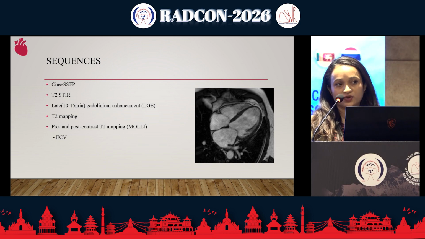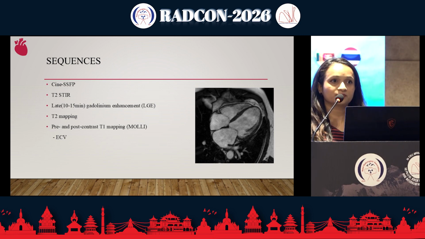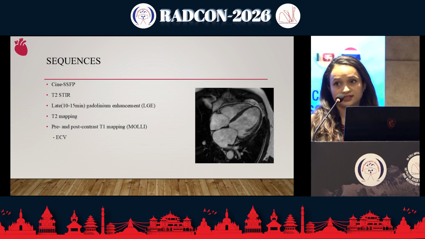The important sequences that we need to perform when we suspect a case of myocarditis begin with steady state free precession, which most of us prefer to call a golden sequence that helps in evaluation of function and wall motion abnormalities. Other important sequences are T2, early and late gadolinium enhancement, and T2 and T1 mapping, from which we can calculate the extracellular volume.